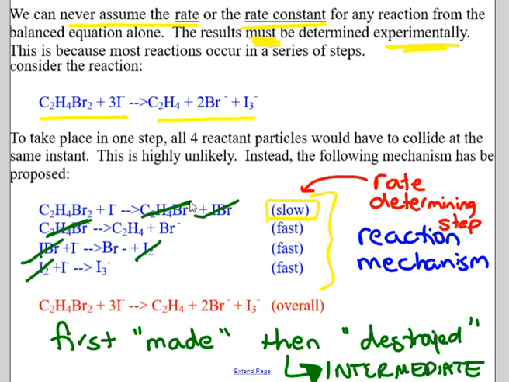The overall equation is what remains. Before the arrow, we'll have the C2H4Br2, and we'll have 3 iodides. After the arrow, we see that we are going to have the C2H4. You'll see 2 bromides, and you'll see the I3-. Once we have canceled out all of the intermediates, everything that remains is the overall equation.